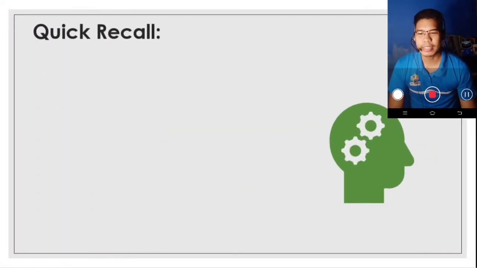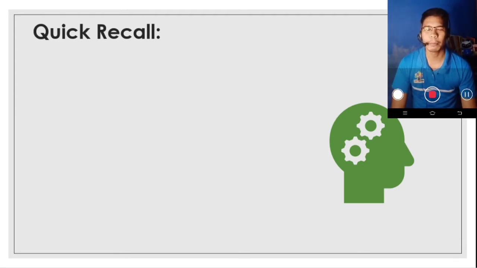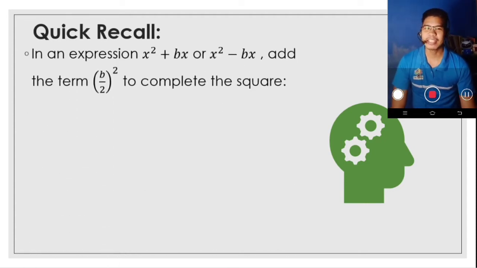Okay, so let's have first a quick recall on how to complete a perfect square trinomial as well as converting it into a square of binomial. In an expression x squared plus bx or x squared minus bx, add the term quantity b over 2 squared to complete the square. If you can remember, to get the third term of our perfect square trinomial, all we have to do is to get the numerical coefficient of the middle term or the second term, which is represented by b, and then we divide it by 2, and then we square the result, and that will be the third term of our perfect square trinomial.